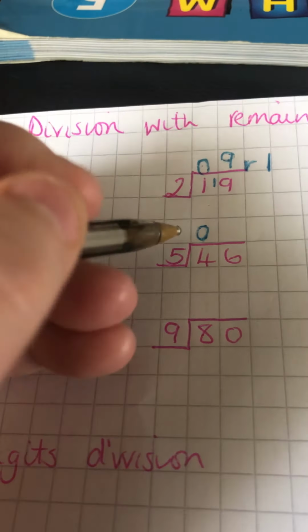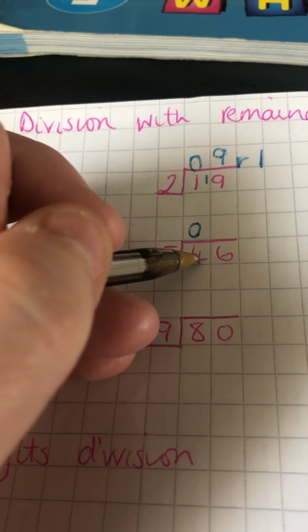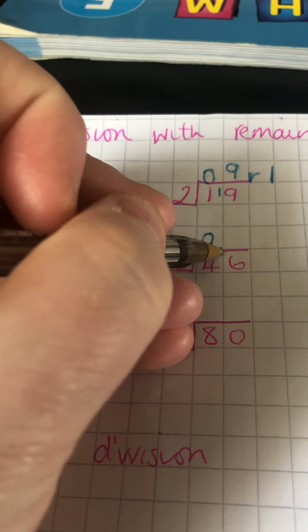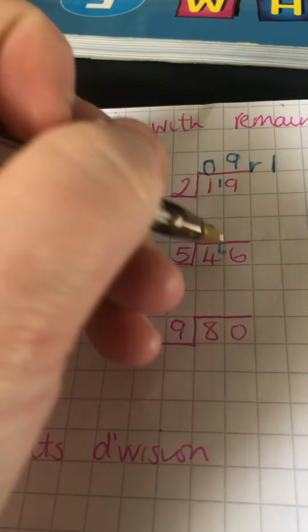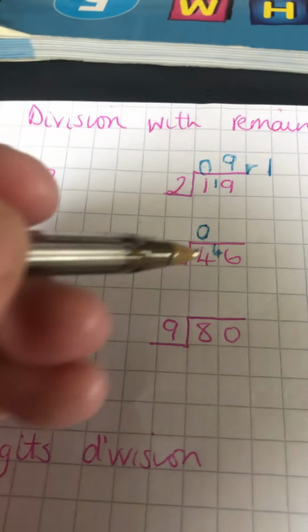So 5 times 0 makes 0. So how many are we carrying over? Well, we've got 4 here, so we're going to carry this 4 over because we've not used any of them. We've only got 0 being used. So then we're looking at this one.